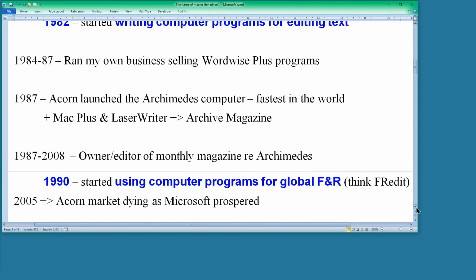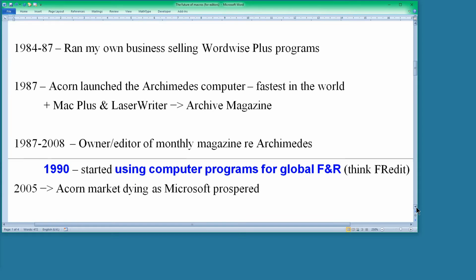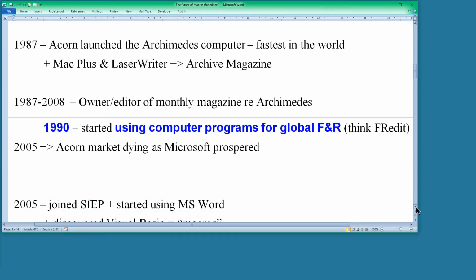Around about 2005 the Acorn market was dying as Microsoft prospered, so I needed some way to earn a living once the magazine was diminishing, and so I joined the Society for Editors and Proofreaders, SfEP, in the UK, and started doing proofreading and then later editing for other people, having done it for myself for 20 years. And I then started having to use Microsoft Word, which I'd never touched before, because to the Acorn fraternity Microsoft products were the sort of devil incarnate.